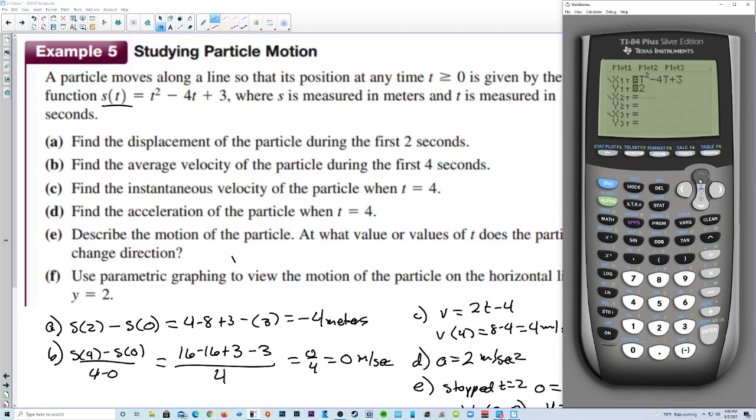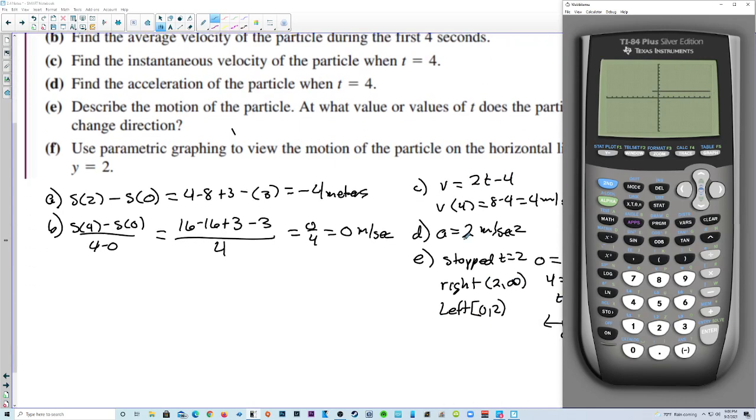So y equals 2. And if you go up here and select this one, you can see the motion. So zoom 6. So there's the first 2 seconds, and then the particle goes to the right after that.